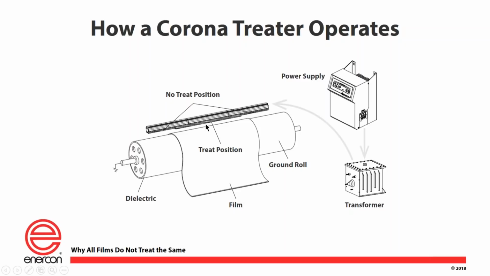And that then is mounted above a grounded roller that ultimately conveys the film and, of course, exposes the film to corona treatment in that gap. So that's really what corona treaters are, essentially just devices that ionize air at high frequency, high voltage power.